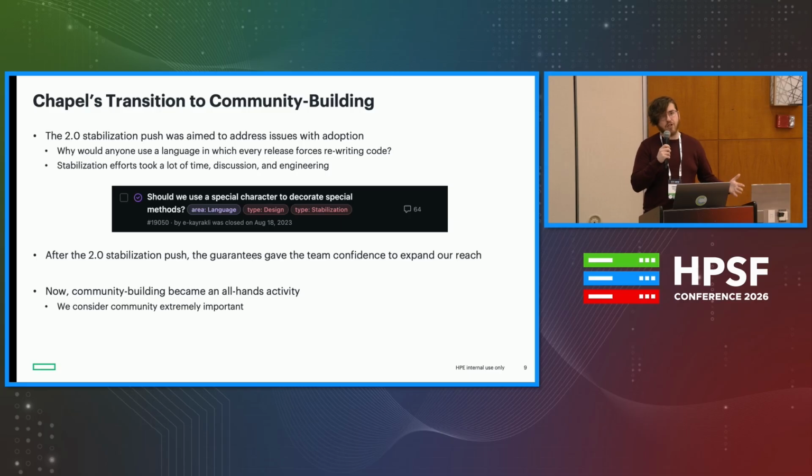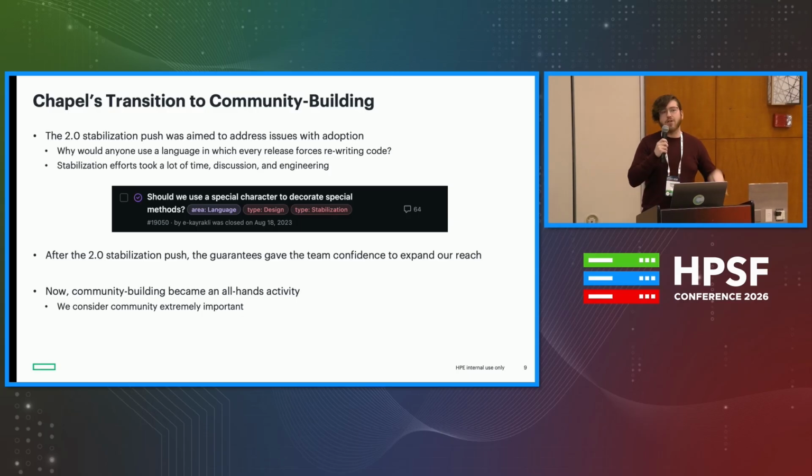And because stabilization takes such a long time and takes so much engineering effort, here I have a discussion issue on GitHub that was one of the many discussion issues that we've had for the 2.0 push, which has 64 comments to discuss whether we should use special characters as part of reserved method names in the language. So we wanted to get through all of that before finally starting to advertise and push for a bigger community. And then once we did that, that gave us confidence to expand our reach and start working on community with kind of a full steam ahead mode.